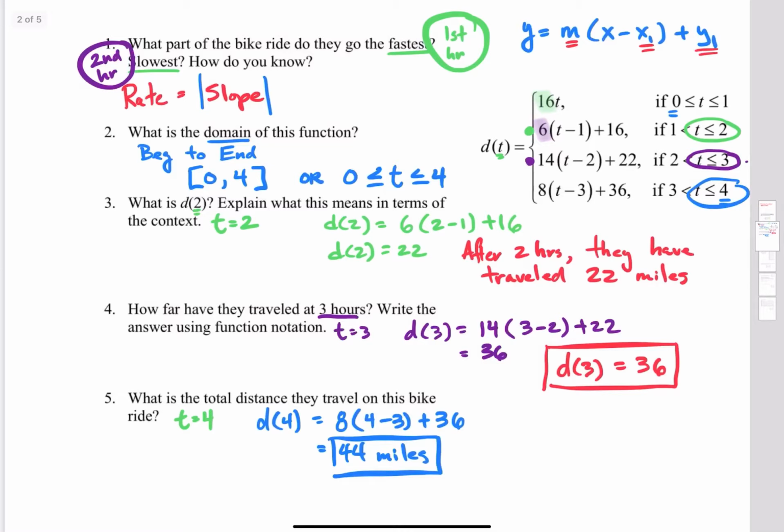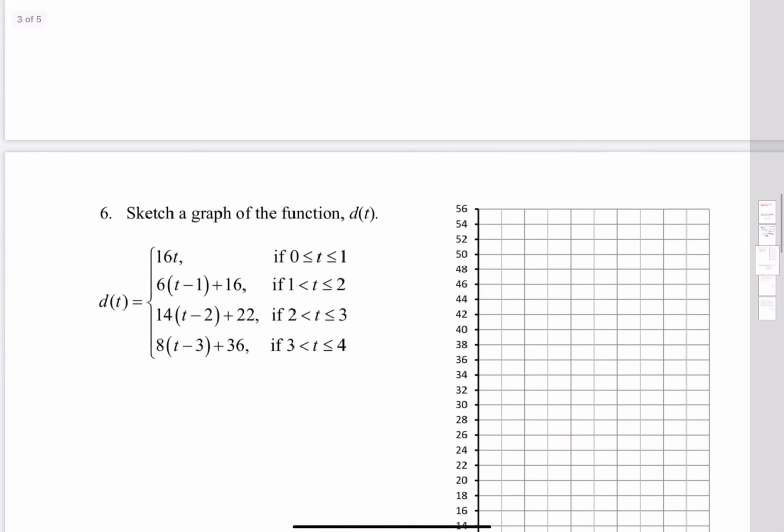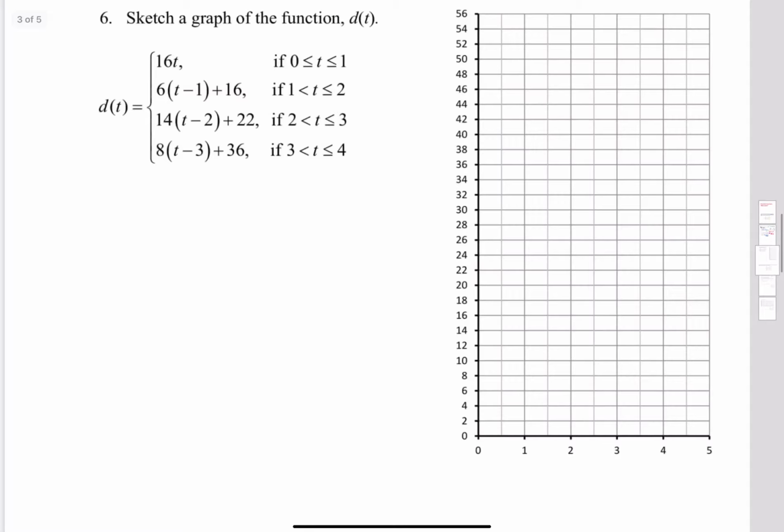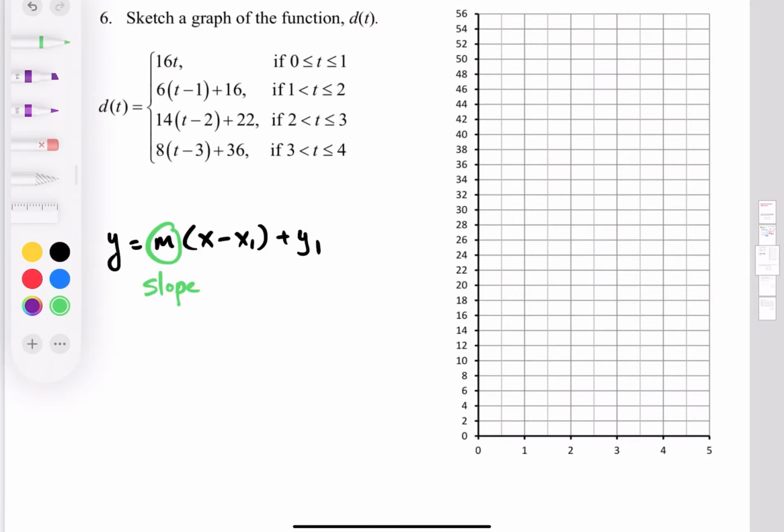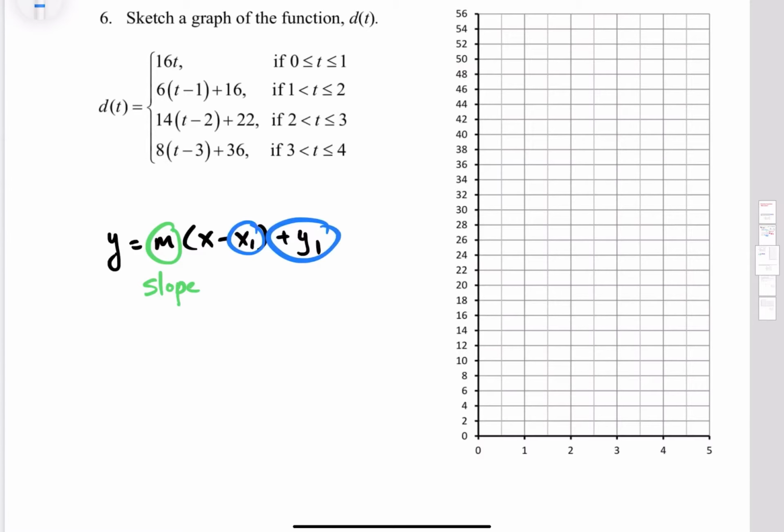All right, now what we want to do is take this information and graph it. So we want to sketch a graph of this function. How do we sketch our piecewise function? Now remember, I'm going to write out our point-slope form. Our point-slope form is y equals m times (x minus x1) plus y1. Why did I do this? Because we need to know what our slope is. Our slope is the number in front of our (x minus x1). Now the x1 and the y1 represent a point, so this is a point on the line.